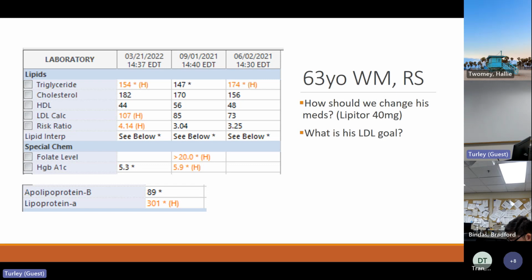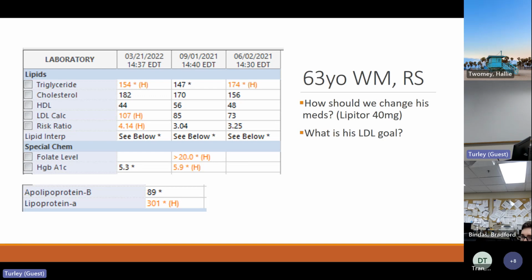We could intensify, we could up his atorvastatin, right? We could add stuff. He has a little bit of elevated triglycerides, but his cardiologist tried prescribing Vascepa and it was too expensive. We could definitely add Zetia, right? And that's going to lower his risk. In the REDUCE-IT trial, Zetia was studied in patients that already had an LDL cholesterol about 70. And they added Zetia, and it significantly lowered their cardiovascular risk.